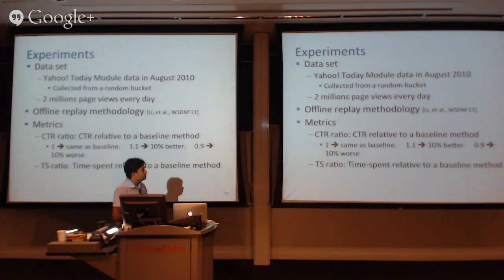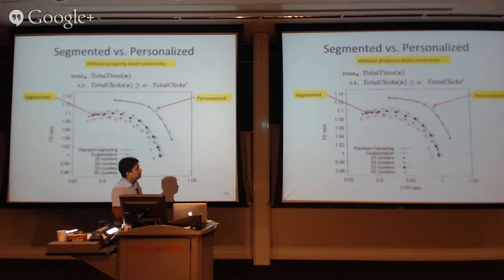These are the metrics I'm going to report in the experiments. CTR ratio, right? This is CTR relative to some baseline. So if I show you 1, that means it's the same as the baseline. If it is 1.1, it's 10% better than baseline, and so on. Time spent ratio is again relative to some baseline model. That's how the results would be reported. So here are some curves.